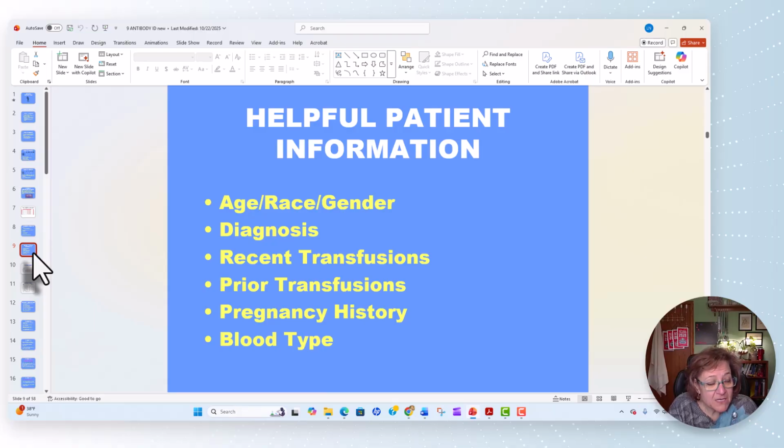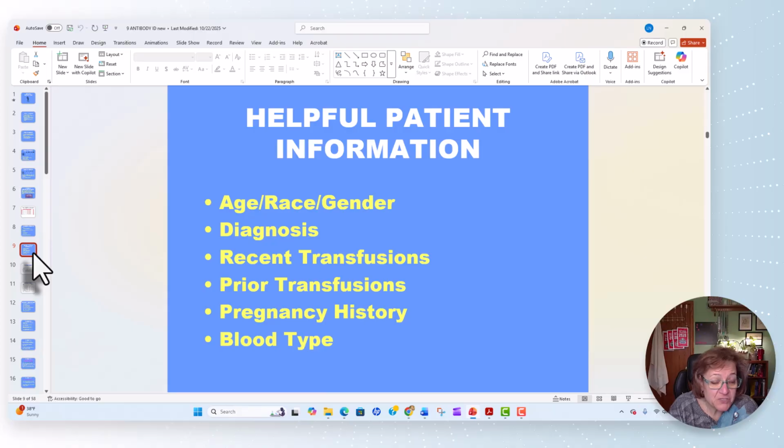Race sometimes helps, as we talked about certain diseases. We talked, for example, about malaria, but not because of the disease. We talked about the antigens. So, whether they have the antigens or not, sometimes that's helpful. What's their diagnosis? What's going on? Leukemias affect chromosome 9. That's going to affect your ABO. There are different diagnoses that'll help us with antibody ID.